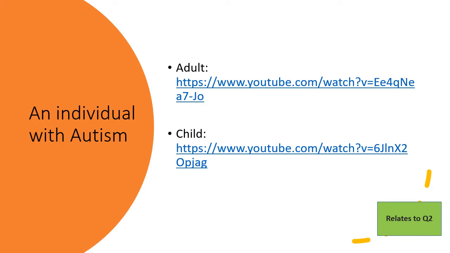We're now going to look at slides relating to question number 2. At the first slide, you'll see it's an individual with autism, and there are 2 links to 2 YouTube clips, one for an adult and one for a child. So what I want you to do is click on both of those links and watch the short videos, and you will see an adult living with autism and a child living with autism. It's really important that you watch the videos before you move on to the next slides.